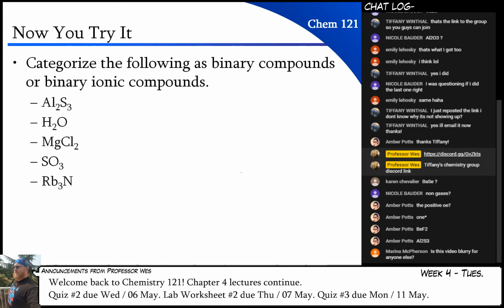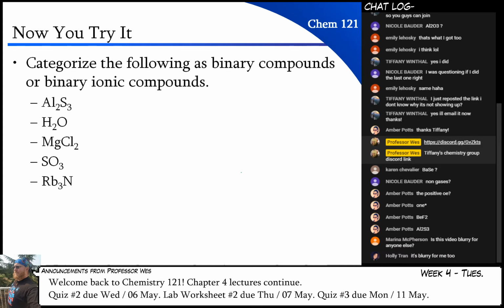So here are a bunch of compounds, and just really briefly, note down on your paper if they are binary ionic compounds or not binary ionic compounds.